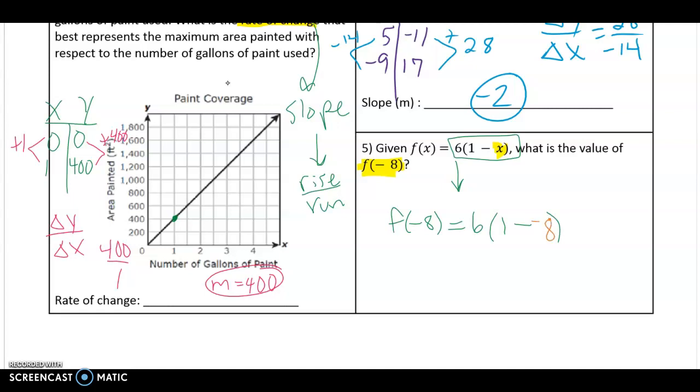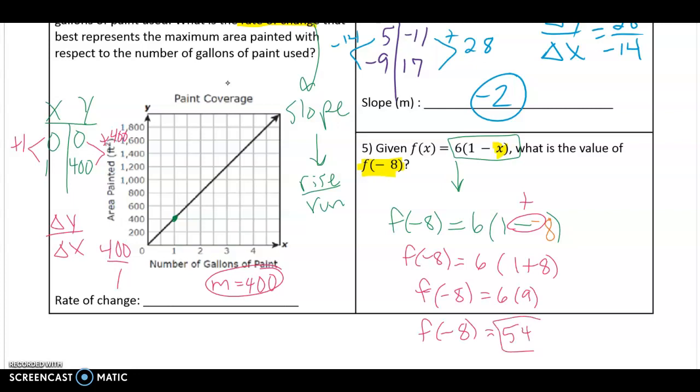So notice that makes for a double negative. Okay. So 1 minus negative 8 really is the same thing as addition. So f of negative 8 equals 6 times 1 plus 8. Take care of your parentheses first, guys. We know what 1 plus 8 is. I know we do. It's 9. And the last thing we need to do is multiply the 6 and the 9 together. Which is 54. So that is our final answer. F of negative 8 equals 54.